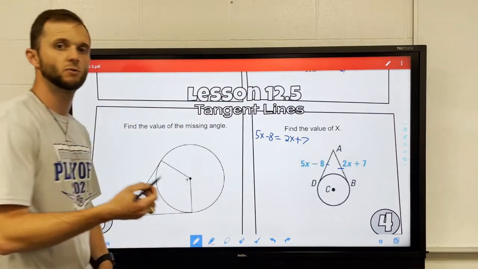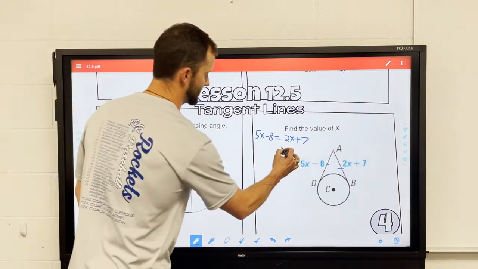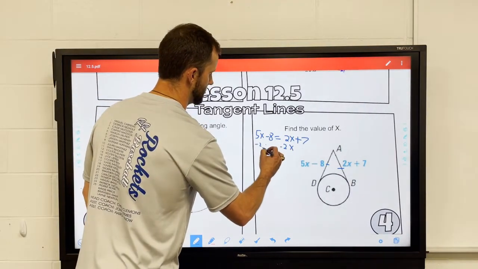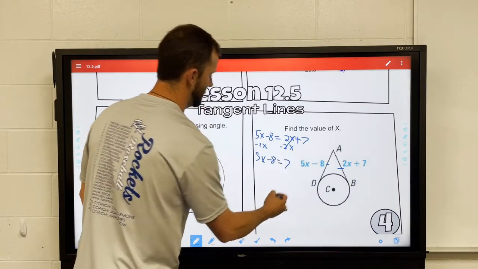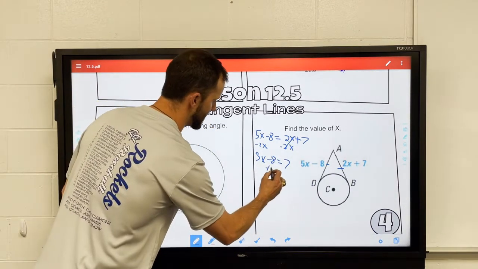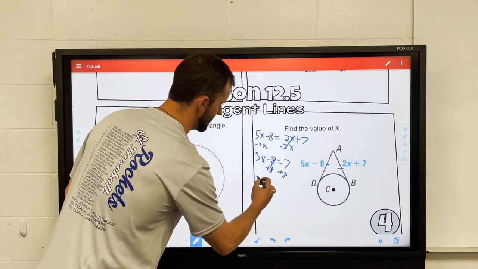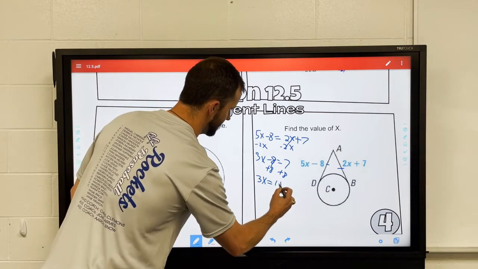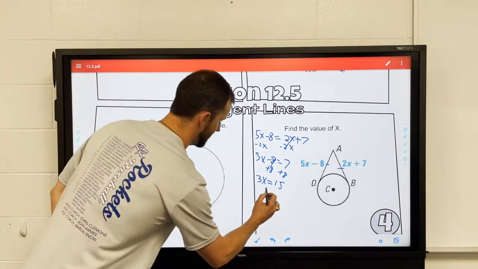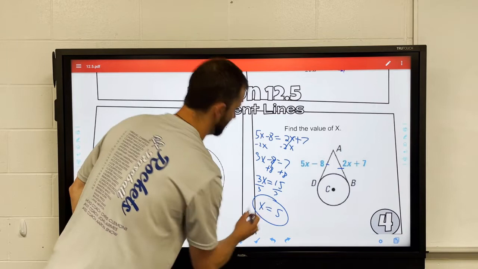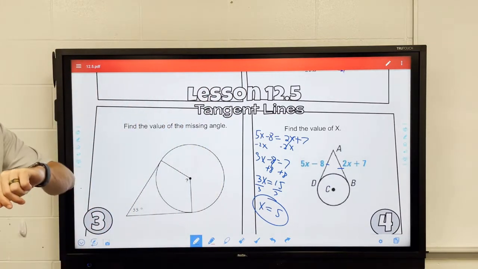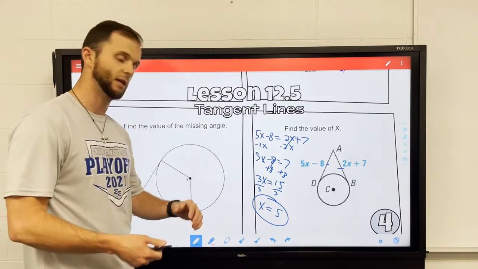And then all I have to do is solve, ladies and gentlemen. So I'm going to subtract 2x on both sides. So it's going to cancel. It's going to give me 3x minus 8 equals 7. I'm going to add 8 on both sides. And so that's going to end up giving me 3x equals 15. And then I'm going to divide by 3 on both sides. So x is going to, in return, end up being 5. And so that would end up making both of my lines equal to each other, ladies and gentlemen, if you need to, okay?